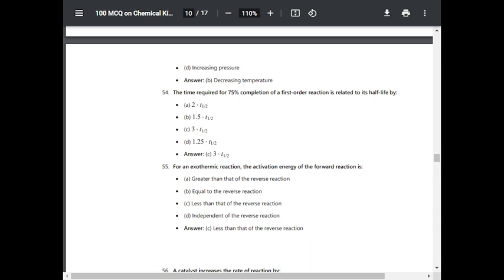The correct answer is C, 3 into T half. The time required for 75% completion of a first order reaction is related to its half life by 3 into T half. That is option C is correct.